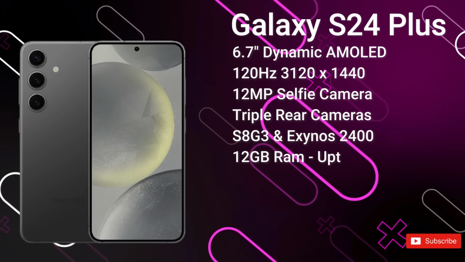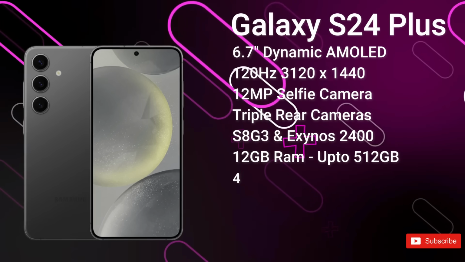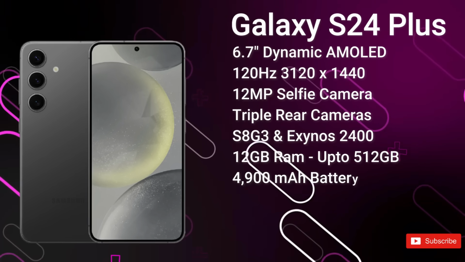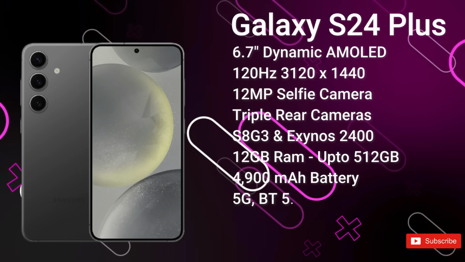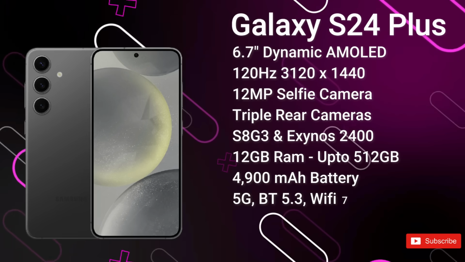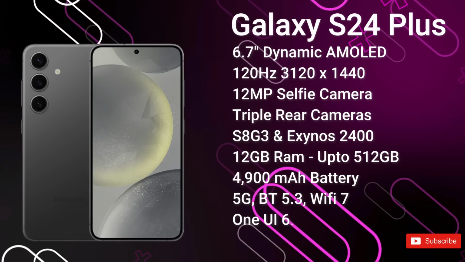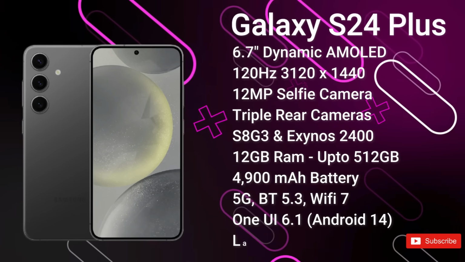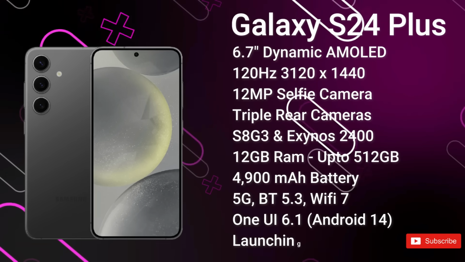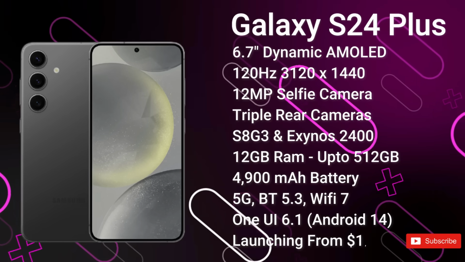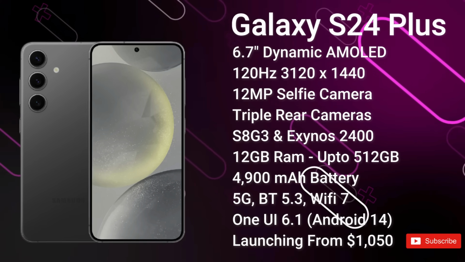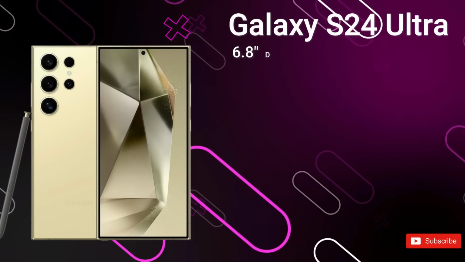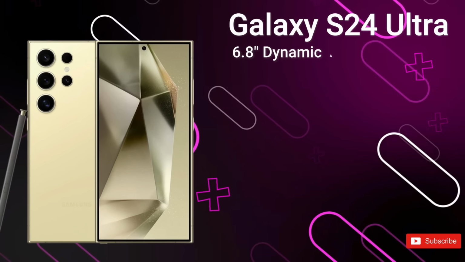It's going to be powered by the Snapdragon 8 Gen 3 in Canada and USA, while the rest of the countries worldwide are going to be getting the Exynos 2400, and again we get 12 gigs of RAM, then the choice of 256 or 512 gigs storage, which will be UFS 4.0. It comes with a 4,900 mAh battery while having 45 watts fast charging, and again we get 5G, Bluetooth 5.3, and Wi-Fi 7. It's coming with One UI 6.1 based on Android 14, and it's expected to launch from about $1,050.